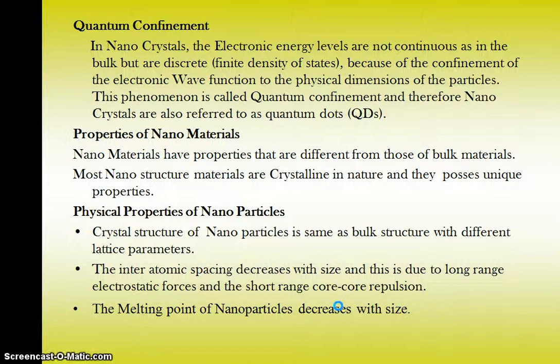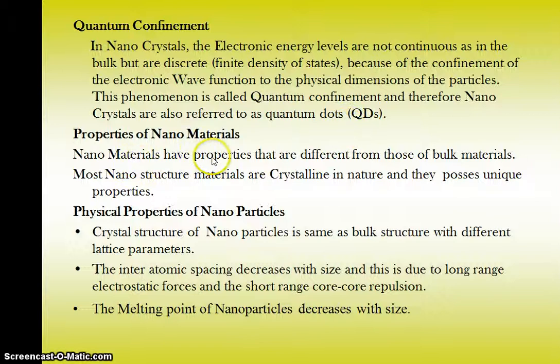Quantum confinement. In a nanocrystal, the electronic energy levels are not continuous as in the bulk but are discrete. Because of the confinement of the electronic wave function to the physical dimensions of the particle, this phenomenon is called quantum confinement, and the nanocrystals are also referred to as quantum dots.